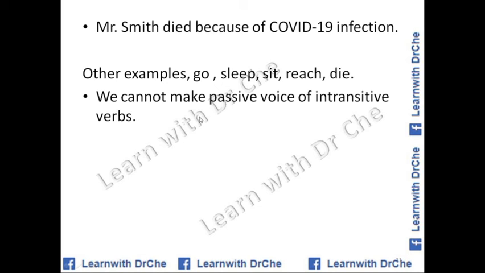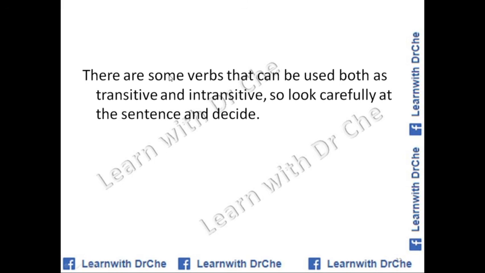There are many students that love to make complex passive voice. They are not very common in our daily life or in our conversations and our writings. There are only a few, for example, past simple and present simple. Then we change into passive voice. These are the simple passive voices that we use. There are some verbs that can be used both as transitive and intransitive. So look carefully at the sentence and decide. If it is used as transitive, we can make a passive voice. If it is used as intransitive, we cannot make it.